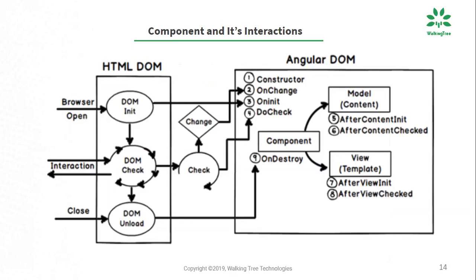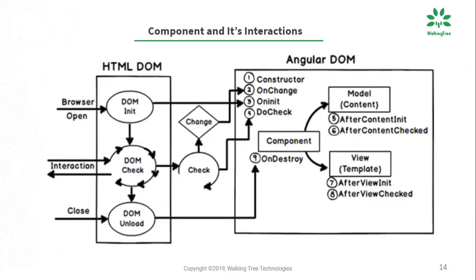Okay, we have a browser. The HTML DOM object, the document object, is there. Okay, and we have rendered our component as one of the elements. Now, while the browser opens, the constructor will be called, and when we are creating the instance of that main component, the constructor of that component will be called, and after that it will check for on changes. If there are any inputs to that component, it will go to the on change method, the on change hook.